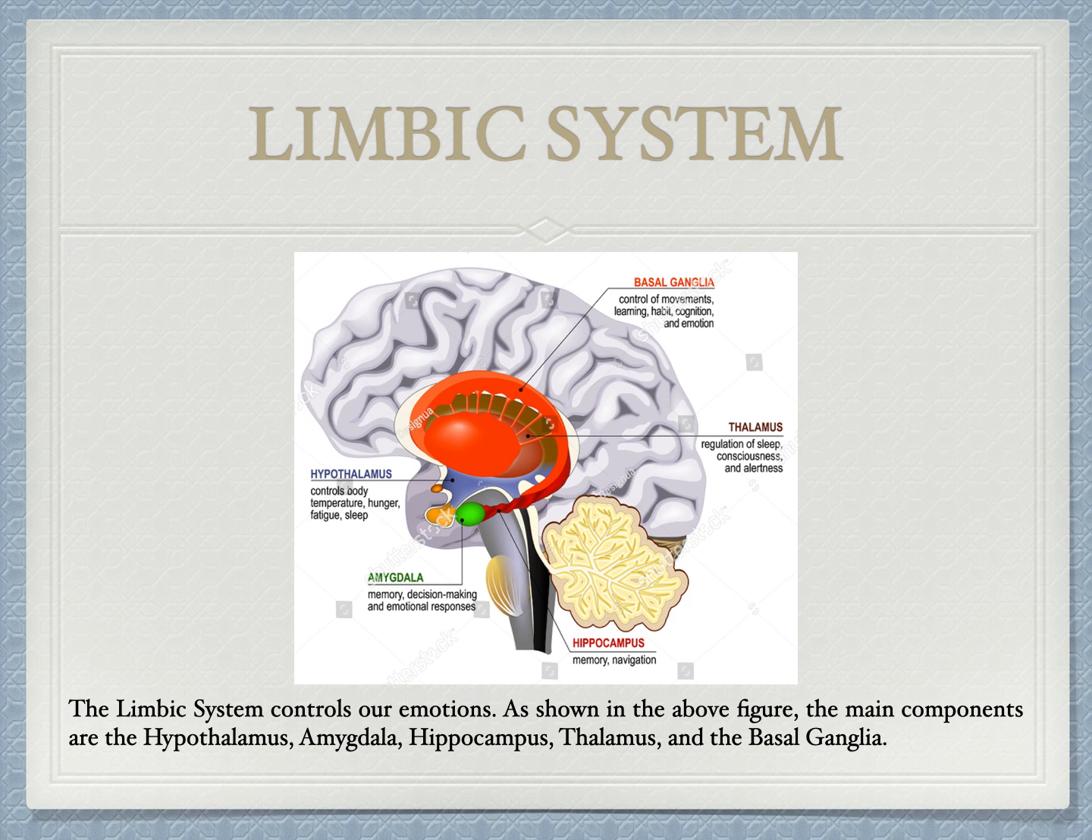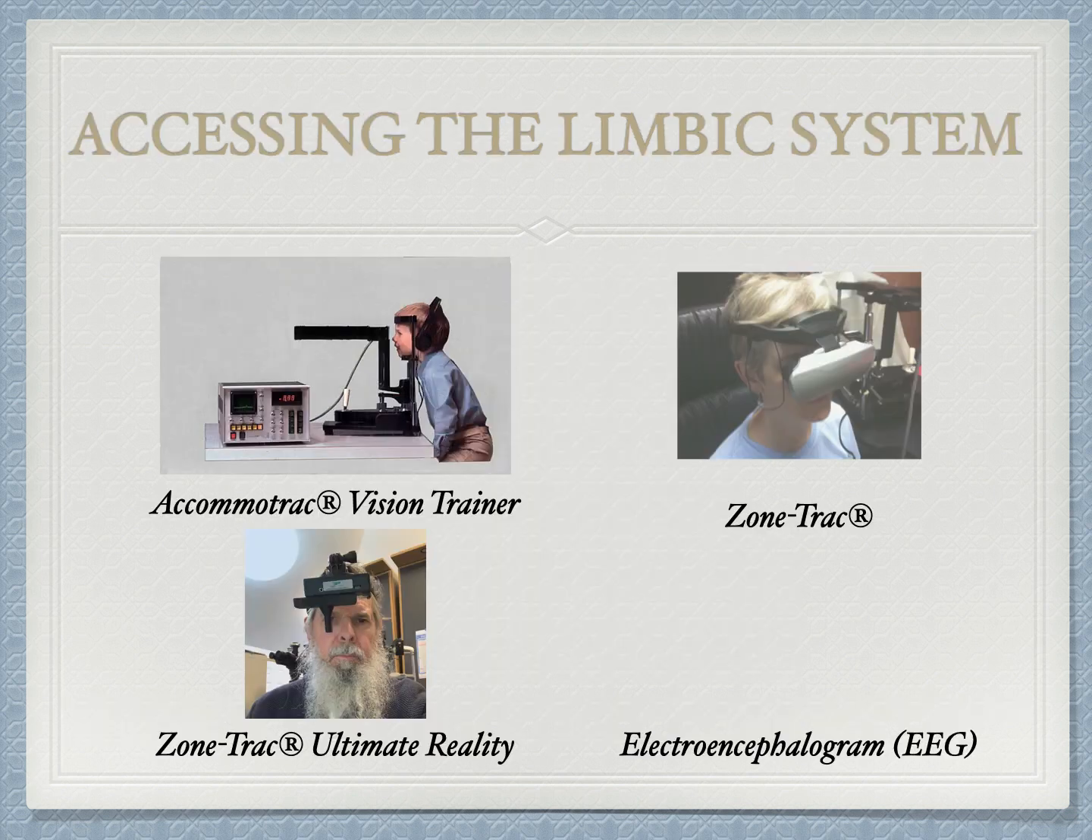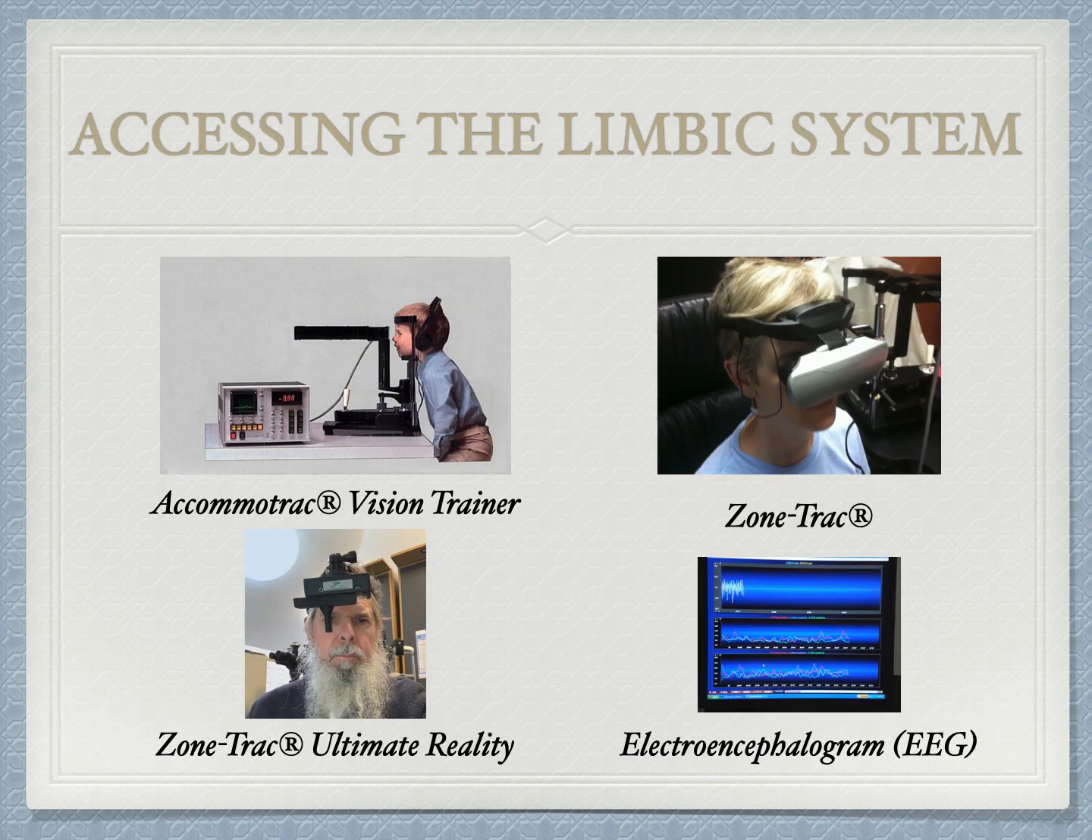The figure on this slide shows the components of the limbic system, and as will be noted, the limbic system is comprised of the hypothalamus, the amygdala, the thalamus, and the basal ganglia. I have invented a number of instruments that measure vision, but also access the limbic system, and this will be explained in the next several slides.